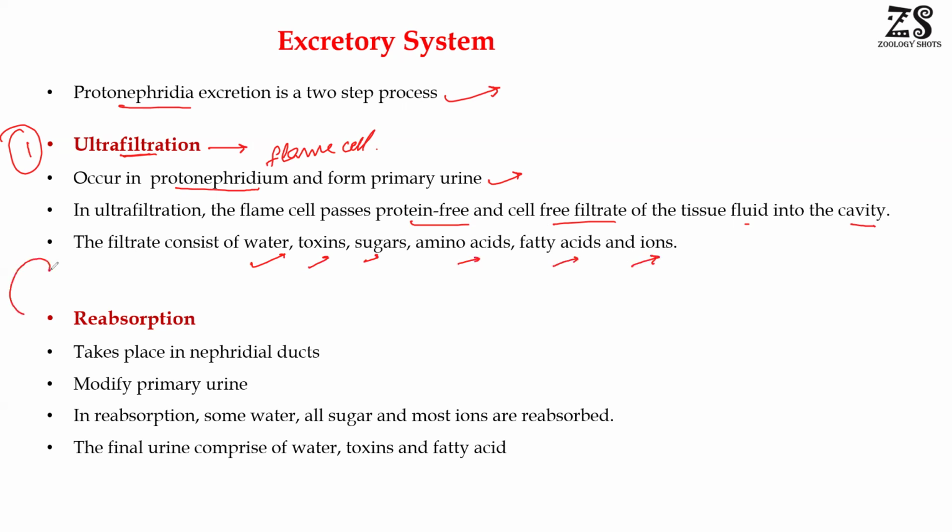So the filtrate consists of your water, toxins, sugars, amino acids, fatty acids, and ions. Now the second step occurs, which is your reabsorption, which takes place in your nephridial ducts. In this step, your primary urine is modified in such a way that your water, sugar, and most important ions are reabsorbed back. And your final urine comprises your water, toxins, and fatty acids. These processes also occur in our kidney, so it is similar to the kidney. So this was your excretory system.